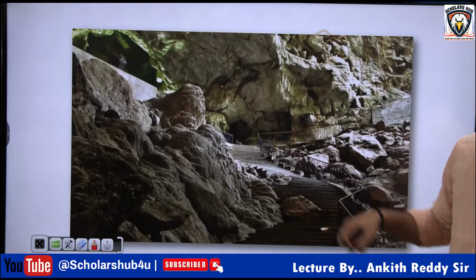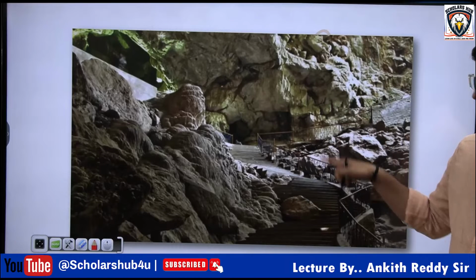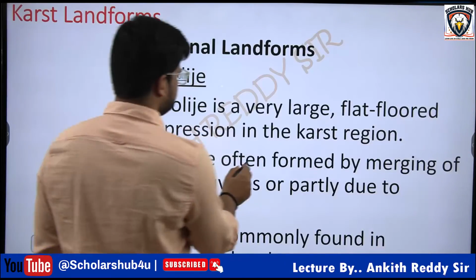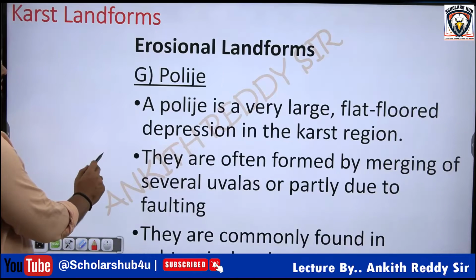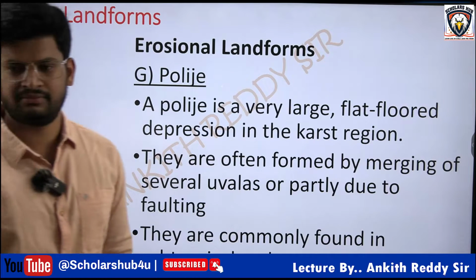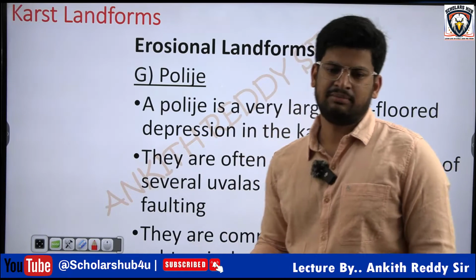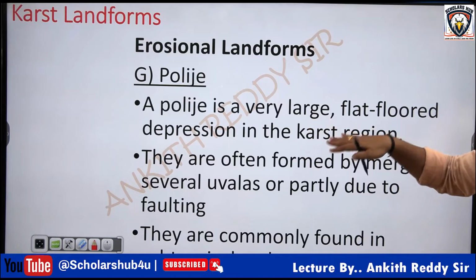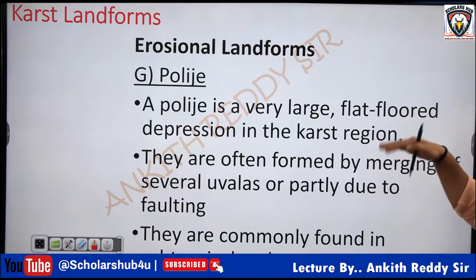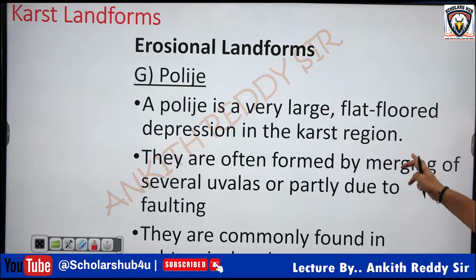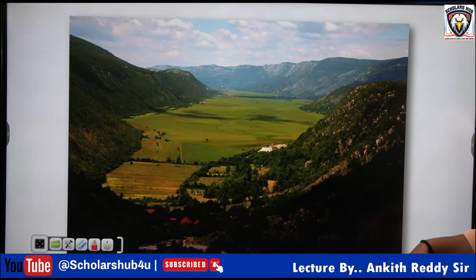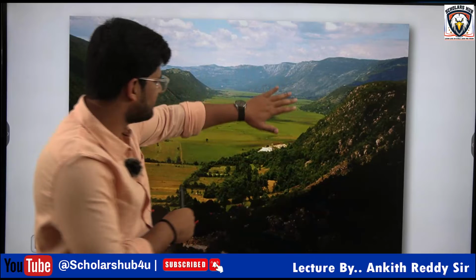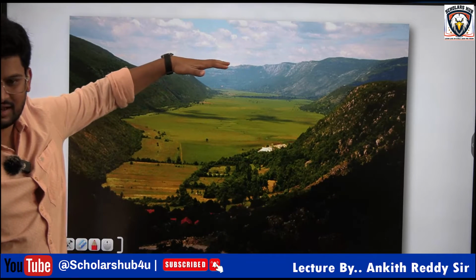So this is a picture of Borra caves. If you go there, they will show you this picture. Okay, and polje. A polje is a very large flat floor depression in the karst region. How is it formed? Look at this picture. This was a flat area. The entire part was filled with limestone rocks.